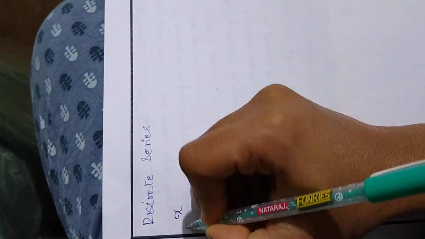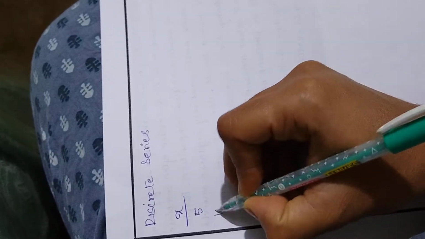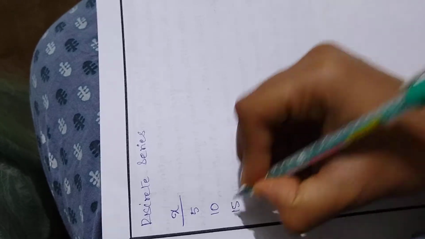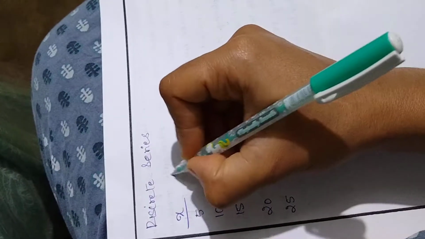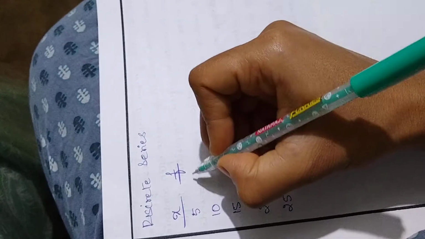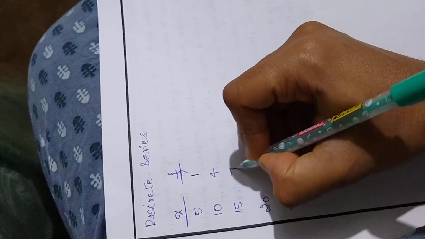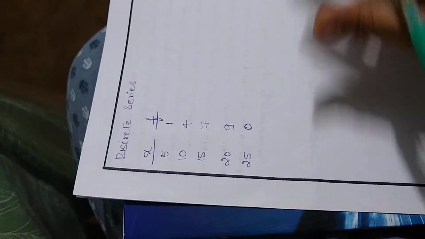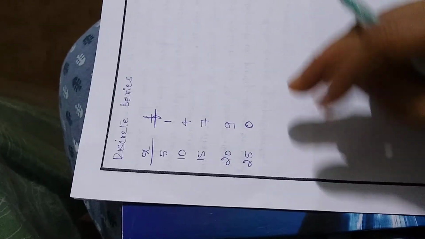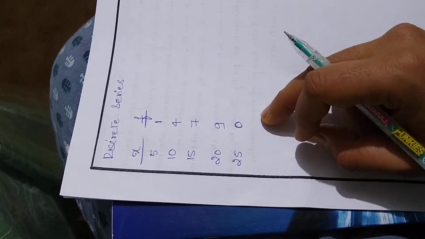Your x is 5, 10, 15, 20, 25, and your f will be 1, 4, 7, 9, 0. If this is your discrete series, how will you get to know? It is x and f. Two values are given, x and f value.